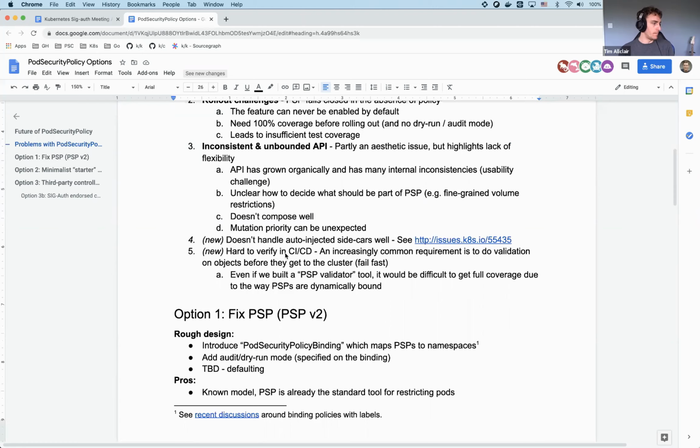And then I added two new issues that we didn't discuss in the last sig-auth PSP discussion, but pod security policy doesn't handle sidecars well. This is particularly an issue when you have auto-injected infrastructure sidecars that need a different set of permissions, such as the Istio sidecar, which I think at one point required capnet admin. Also unclear how ephemeral containers will work in here.